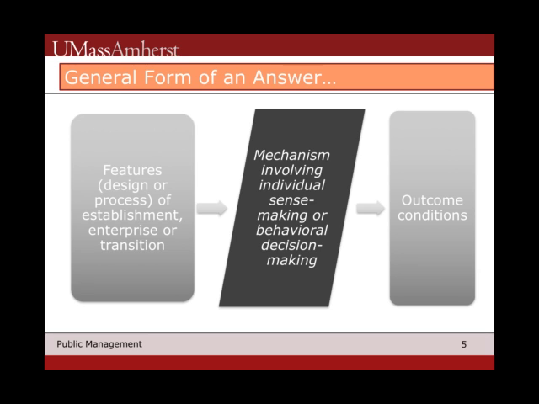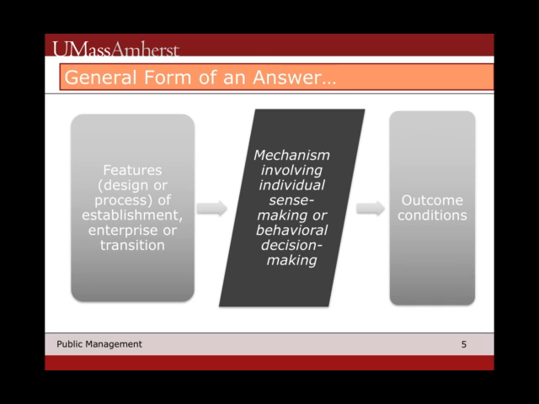The general form of our answers, as it is really in any class that you take where you engage in an explanation, is you point to something out there, some factor X. In this case, it's going to tend to be features, either design features or process features of the establishment, enterprise, or transition. There's going to be some sort of mechanism. Last week we talked mostly about ones that involve individual or behavioral decision making. Today, part of what we're going to be talking about is social mechanisms. But again, these are mechanisms that explain why people do what they do, but we don't have to talk about them as being purely rational.